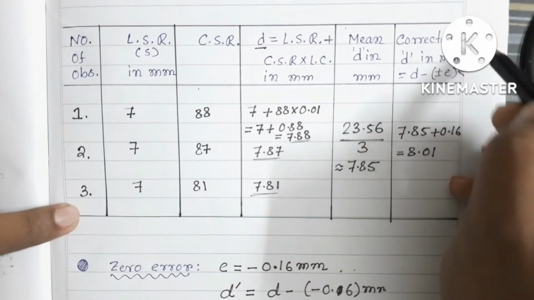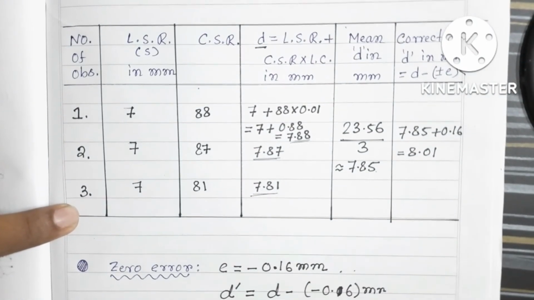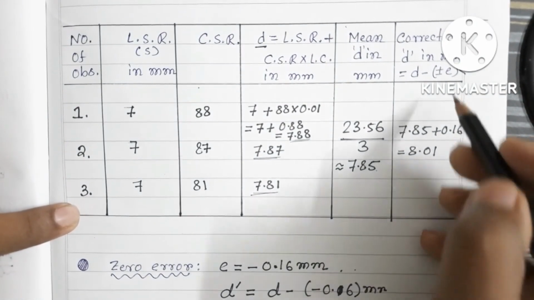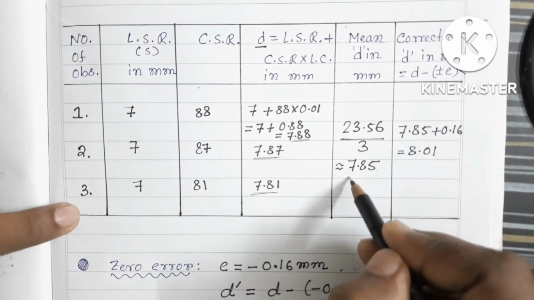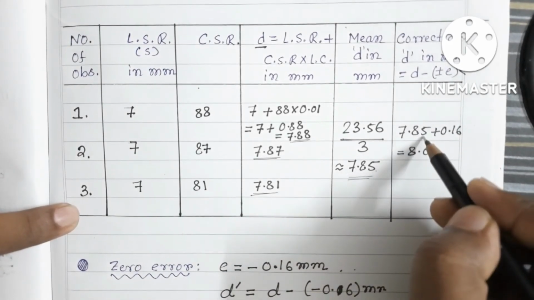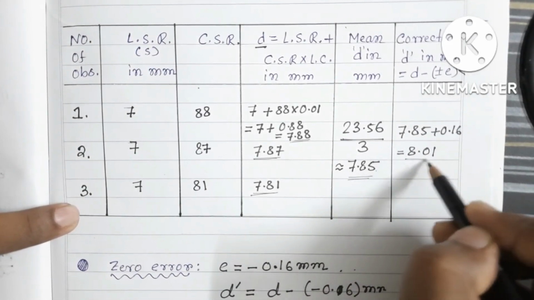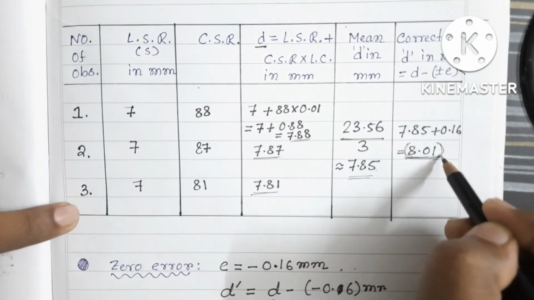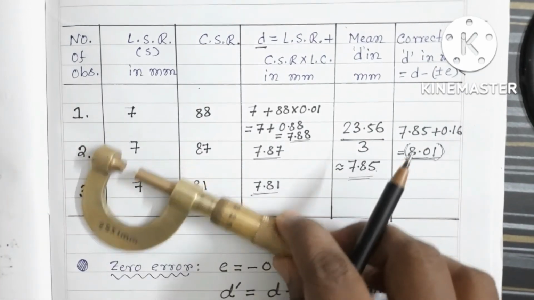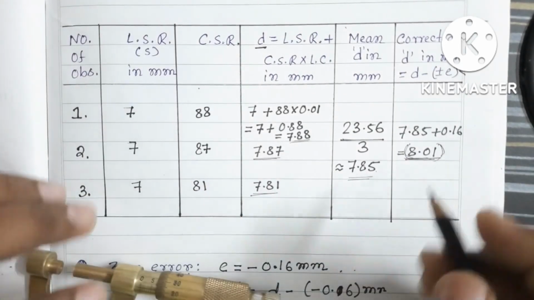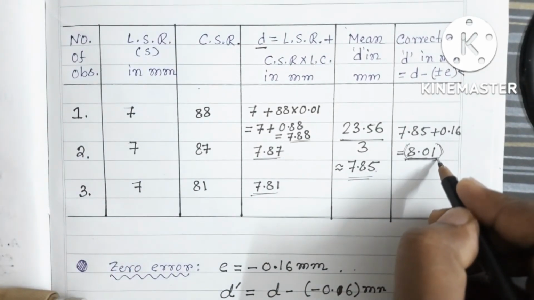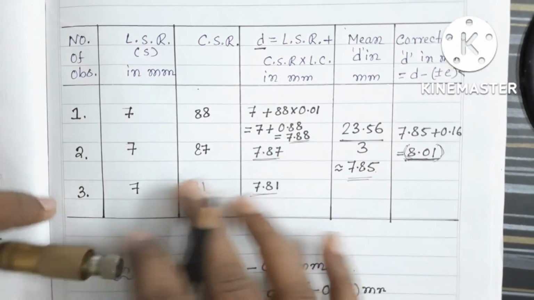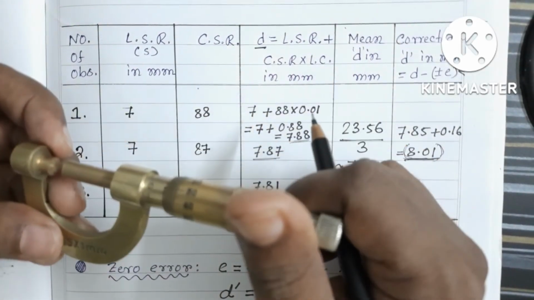So what is the corrected value? We have found a negative error here, so the error must be added to this result. So 7.85 plus 0.16, which is 8.01. So the corrected diameter of our pen is 8.01. So this is the use of the screw gauge.